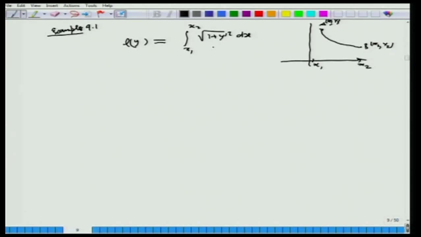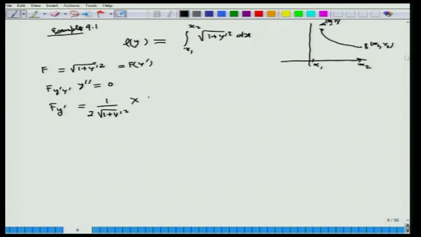Now, f here is square root of 1 plus y prime square, and this is a function of y prime only. So, we should have f_y prime y prime times y double prime as 0. That is the Euler's equation, and so in this case f_y prime is 1 over square root of 1 plus y prime square, the half, and then times 2 y prime. So, 2 will cancel. So, we will have y prime over square root of 1 plus y prime square. Then again we differentiate partially here.